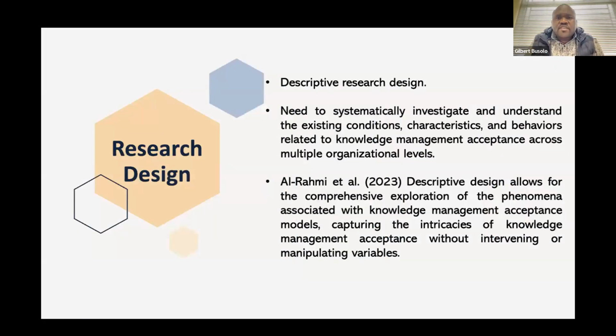So this research was descriptive in nature, where there was a systematic investigation and understanding of the existing conditions, characteristics, and behaviors related to knowledge management acceptance across multiple organizational levels.